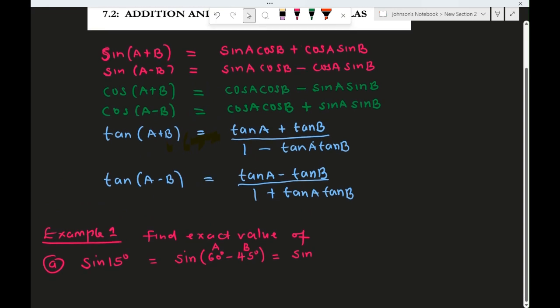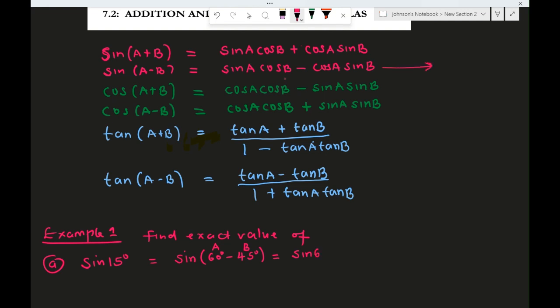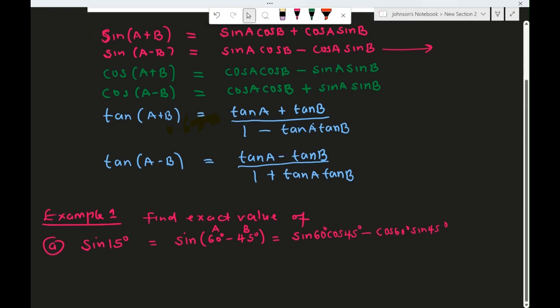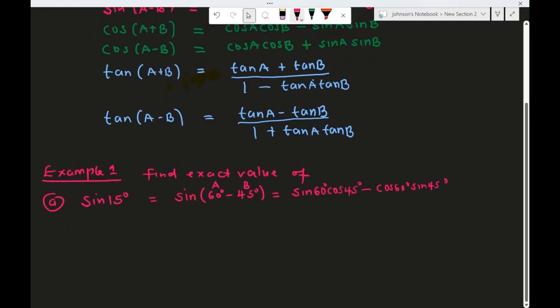of sine, we'll use the second one. So it will be sine 60, then cosine of 45, then minus cosine of 60 degree, then sine 45 degree. And that's it. All we need to do is to find the values.